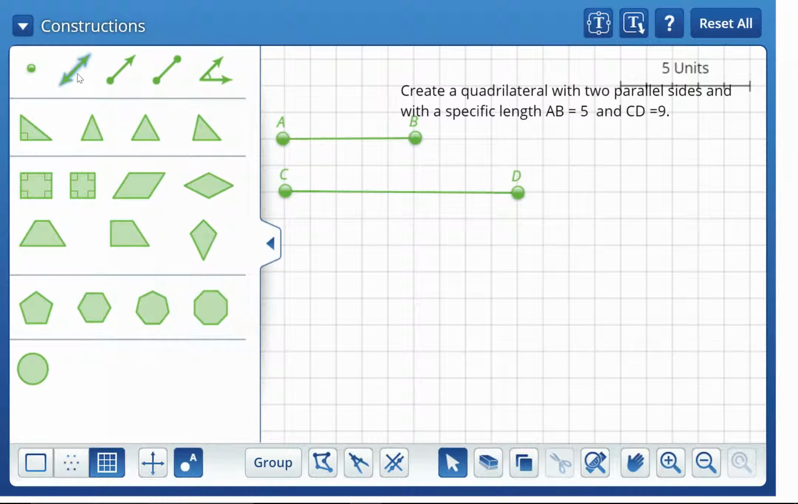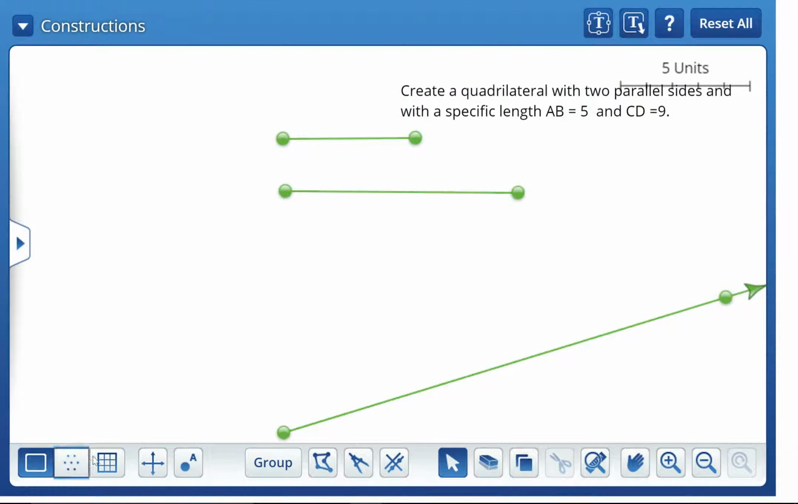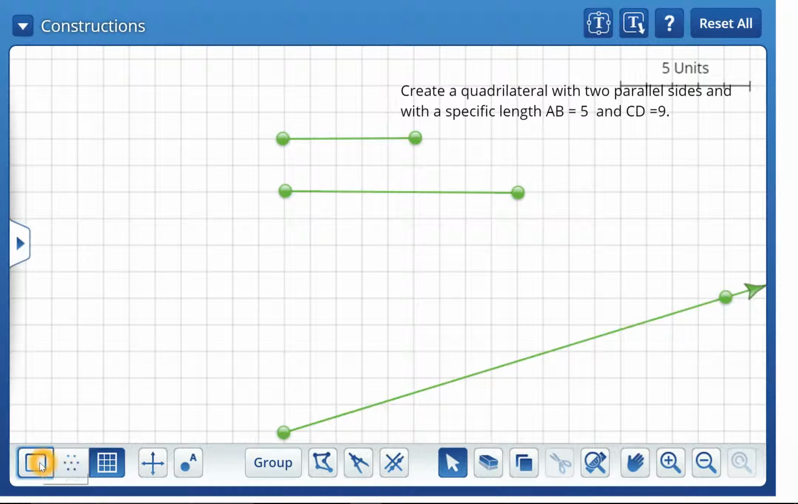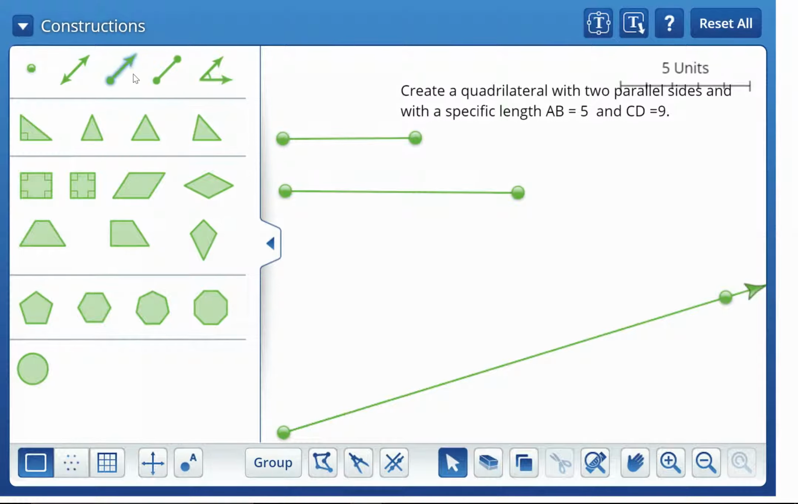Okay, so first things first, we're going to create a ray. Now E is going to be our start point. We're going to create another ray starting at E and going in any direction we like. So we place the point there, and that's the second ray.